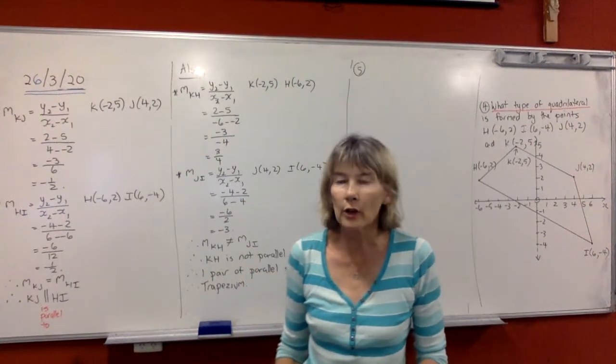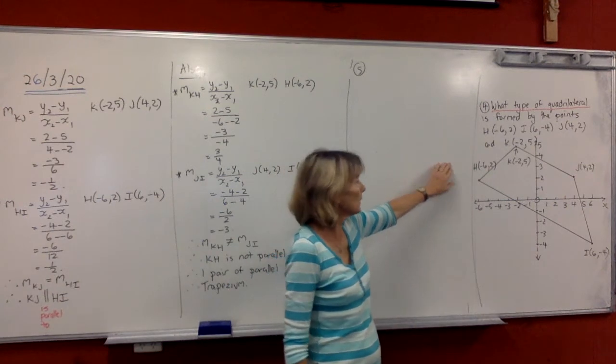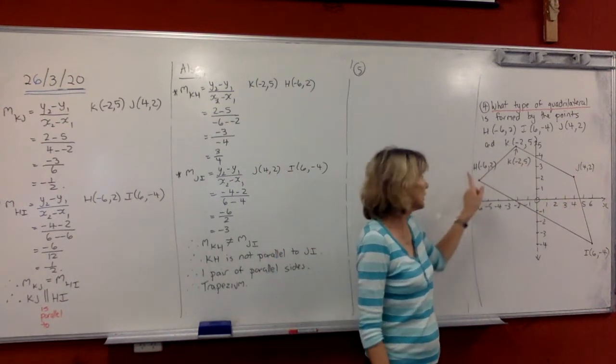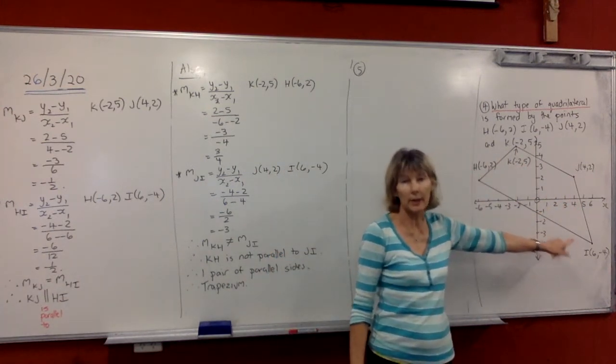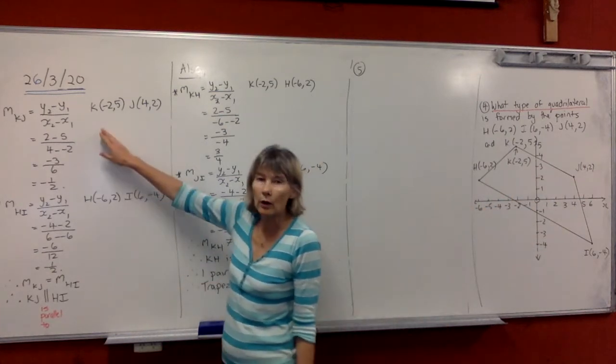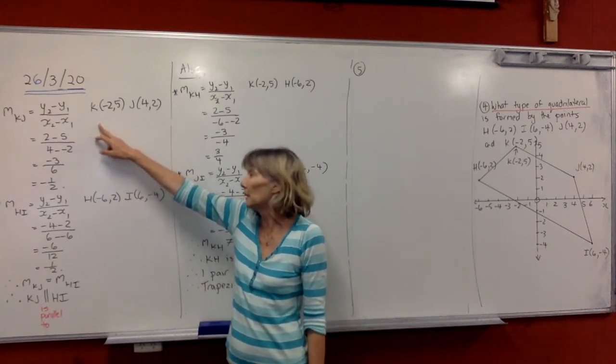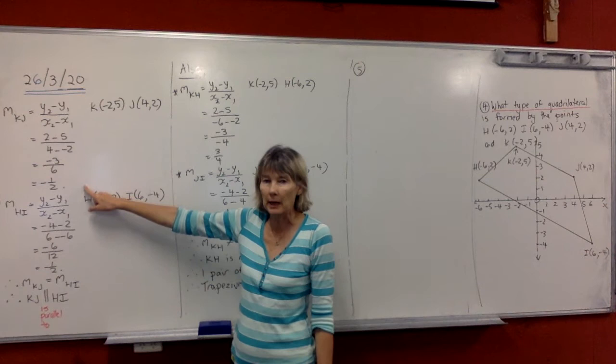Okay, so just finishing off that question. That was what we were looking at, the diagram. So we're going to find the gradient of these two sides and see if they are parallel like they look they are. So we're going to find the gradient of KJ first by putting K and J into our gradient formula. It works out to be minus a half.